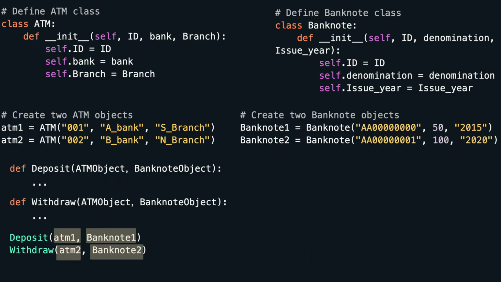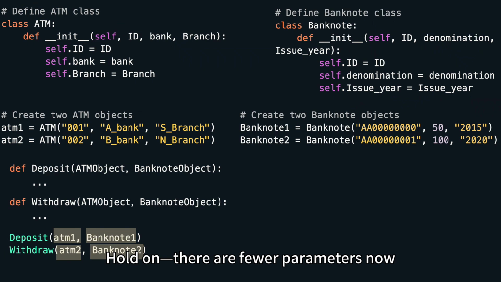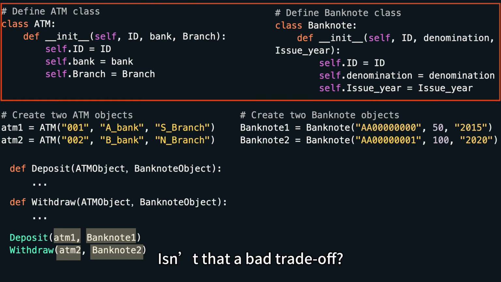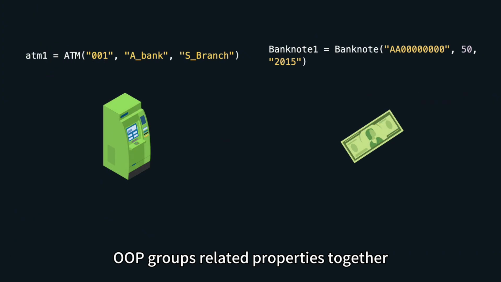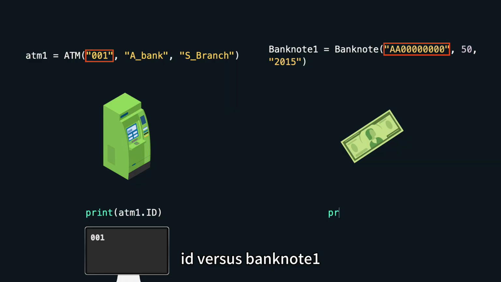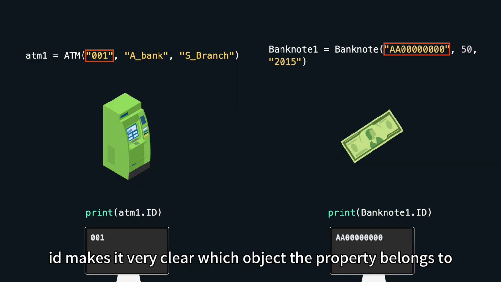You might say, hold on, there are fewer parameters now, but we've added a lot of code to define classes. Isn't that a bad trade-off, beyond reducing parameters? OOP groups related properties together, which helps make program logic clearer. For example, although both ATMs and banknotes have IDs, using ATM1.ID versus banknote1.ID makes it very clear which object the property belongs to.